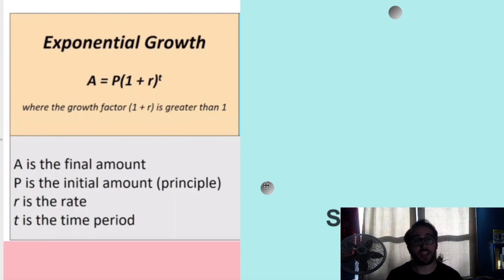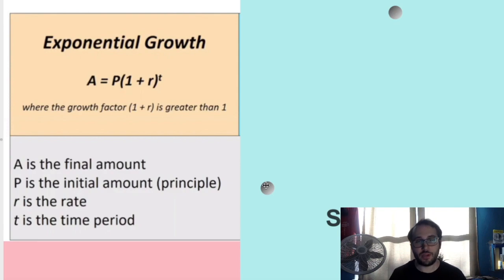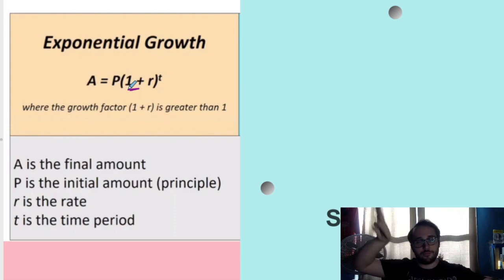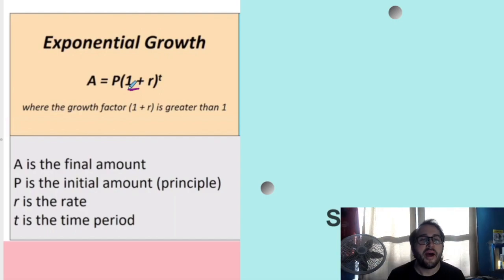This happens to be exponential growth mainly because you have this 1 plus. Because your growth factor, if it's greater than 1, is going to be increasing. We'll get there, don't worry. And then we also have what A, P, r, and t are.